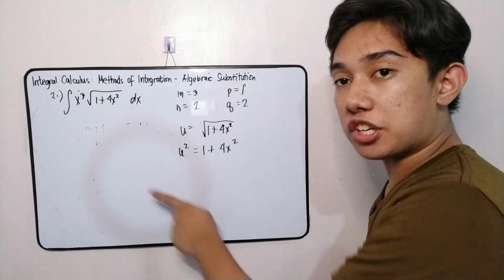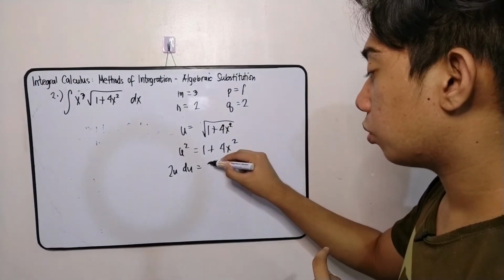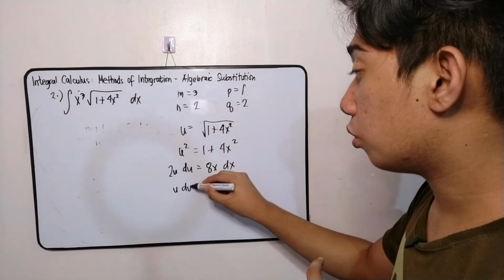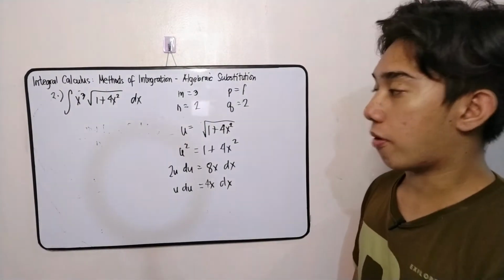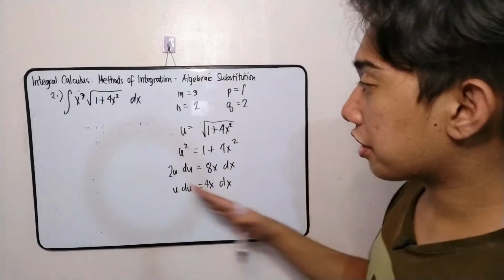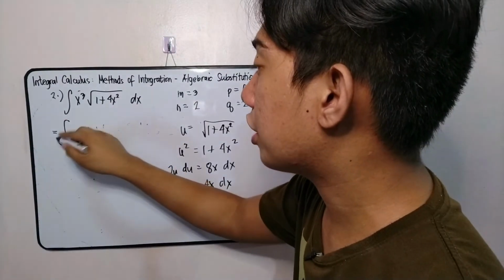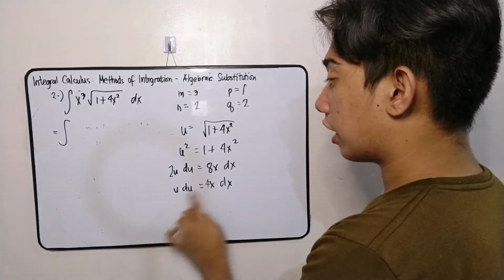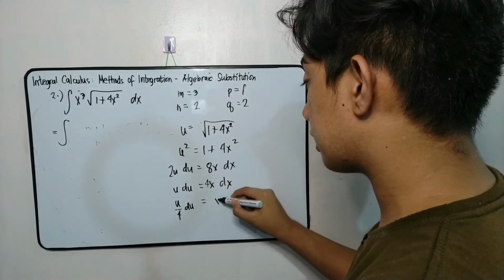So, don't forget to differentiate your substitution. So, 2u du is equal to 8x dx. Or to simplify, this becomes u du is equal to 4x dx. Okay? So, yan na lang po. Now, what happens here? Since we have now our substitutions, we will substitute it here. Okay? So, the integration of, let's say, because there's a 4x here, i-divide natin ng 4 both sides. So, this becomes u over 4 du is equal to x dx.